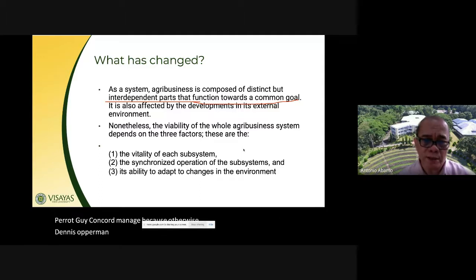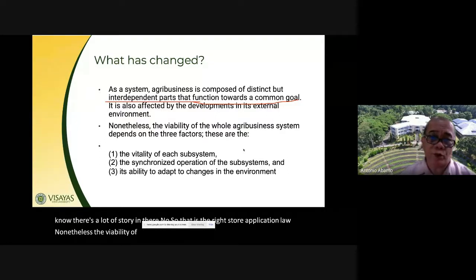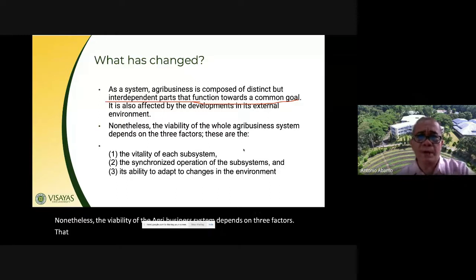Pareho na sa coconut industry board, no? There's a lot of story in there, no? So, that is the rice tariffication law. Nonetheless, the viability of the agribusiness system depends on three factors, no? Na complex, na usab ang agribusiness.